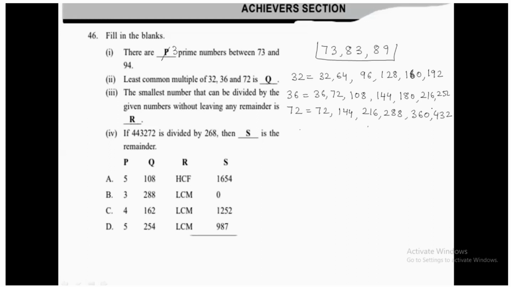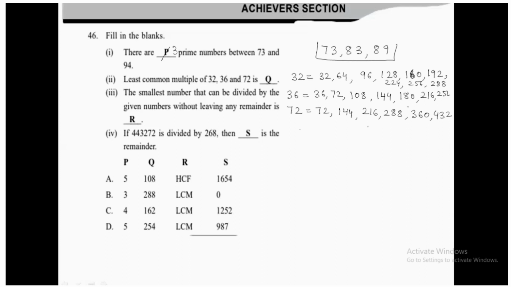Okay, now we need to check the least common multiple of all these numbers. Let's extend it because we are not finding any common between them. So after 192, it has 224, and another one is 256 and 288. Okay, so let's see what is common between them. We can find that 144 is there, 144 is there, but 144 is not there in the multiples of 32. Okay, so we are moving ahead.